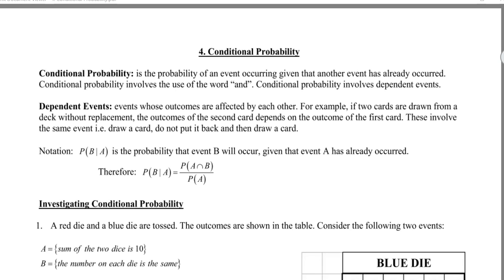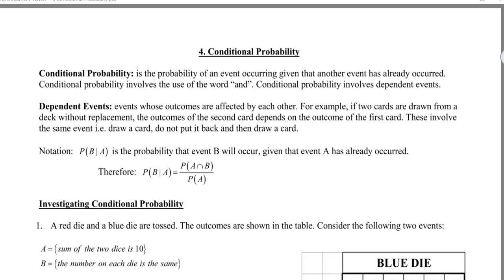Dependent events are events whose outcomes are affected by each other. For example, if 2 cards are drawn from a deck without replacement, the outcome of the second card depends on the outcome of the first card. So conditional probability or dependent events involve the same event. For example, draw a card, do not put it back, and then draw another card. So you've got to be doing the same thing.